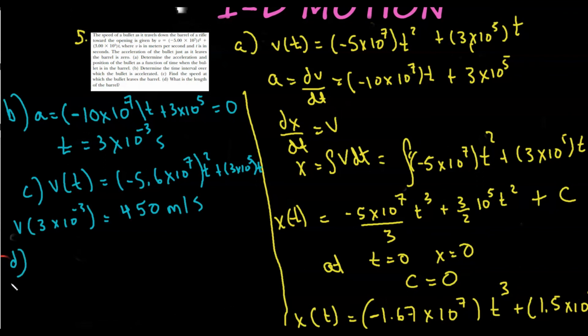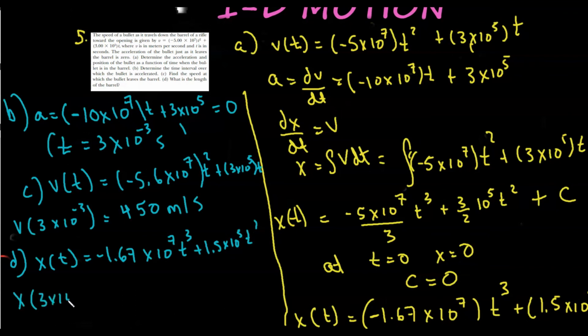So question D, what is the length of the barrel? This basically asks us what is the distance the bullet has traveled from the beginning to the end. All we have to do is plug the time we solved for into our position equation, which was negative 1.67 times 10 to the 7 t cubed plus 1.5 times 10 to the 5 t squared. So x of 3 times 10 to the negative 3, if we solve that, we get 0.9 meters.